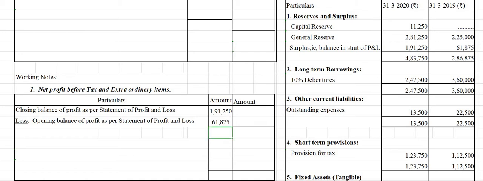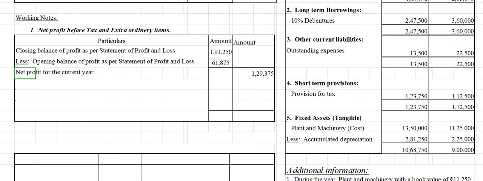So if we deduct, we will get the amount, that means profit for the current year we will get. So that we can write net profit for the current year, that is 1,29,375. Then we will make other adjustments, appropriations.